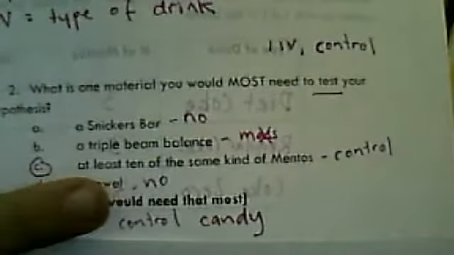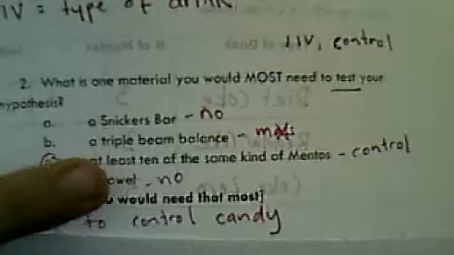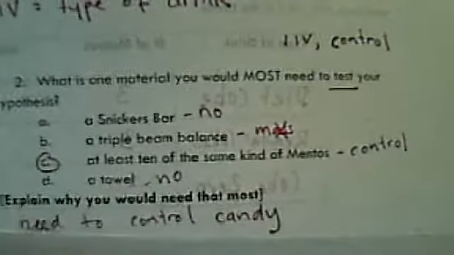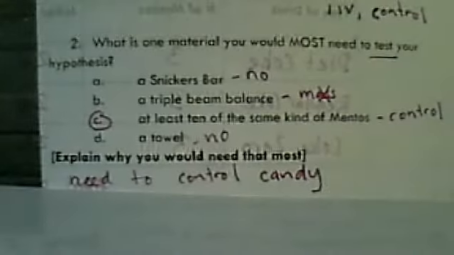Next question. What is one material you would most need to test your hypothesis? Well, we know we need one independent variable, and the rest we have to control. So, go ahead and submit your answer. Your answer should have been C, because a Snickers bar we don't need. The triple beam balance is for math. At least 10 of the same kind of Mentos. That's our control. We need that. A towel we don't really need. Your explanation is that you need to control the candy.